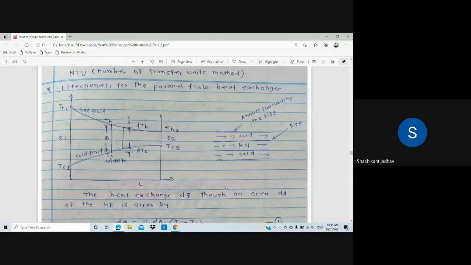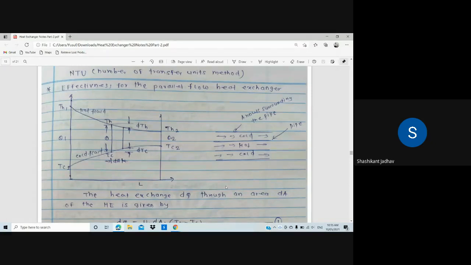So inlet temperature of the hot fluid, that is TH1, outlet temperature of the hot fluid is TH2. Okay, so in the parallel flow heat exchanger, the direction of the hot fluid and cold fluid is same. Okay, so for the cold fluid, inlet temperature is TC1 and outlet temperature is TC2, and temperature difference between TH1 and TC1 is nothing but theta 1, and temperature difference between TH2 and TC2 is nothing but theta 2.